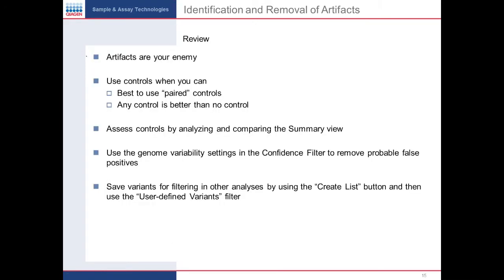So just to review, obviously artifacts are your enemy. Use controls when you can. The best ones are paired ones, but any control is better than no control. Assess controls by analyzing and comparing in that summary view. Remember to hit the bar chart symbol. Use the genome variability settings in the confidence filter to remove probable false positives, and that's based on 1,000 Genomes. That'll get rid of a chunk.